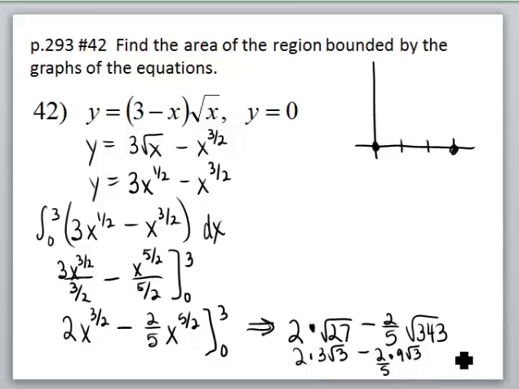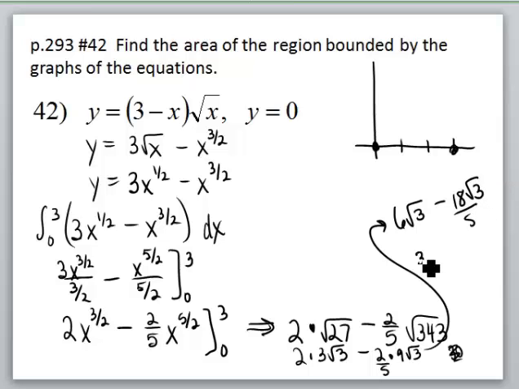That would give me, I need to come up here where I have more space, 6 square root of 3 minus 18 over 5 times the square root of 3. I could make a common denominator and make it 30 square root of 3 over 5 minus 18 square root of 3 over 5, and I'd get 12 square root of 3 over 5. Now it's a lot of work. You could have just made it into a decimal as well.